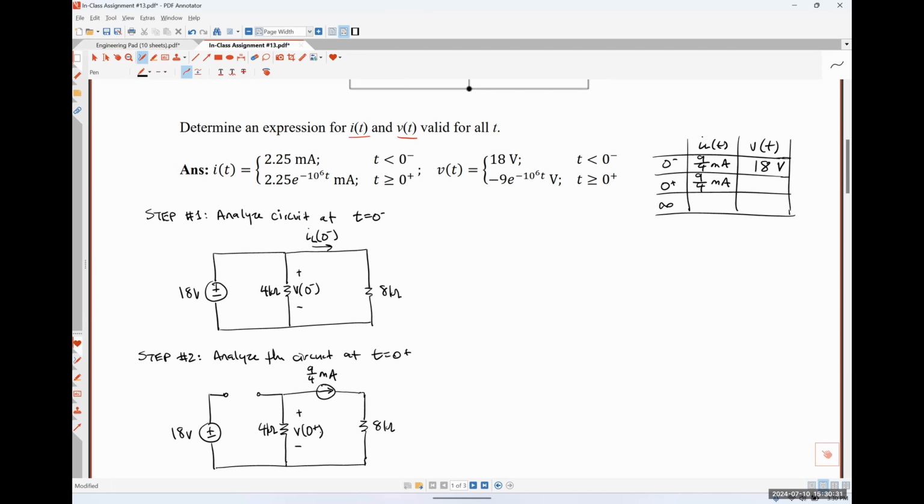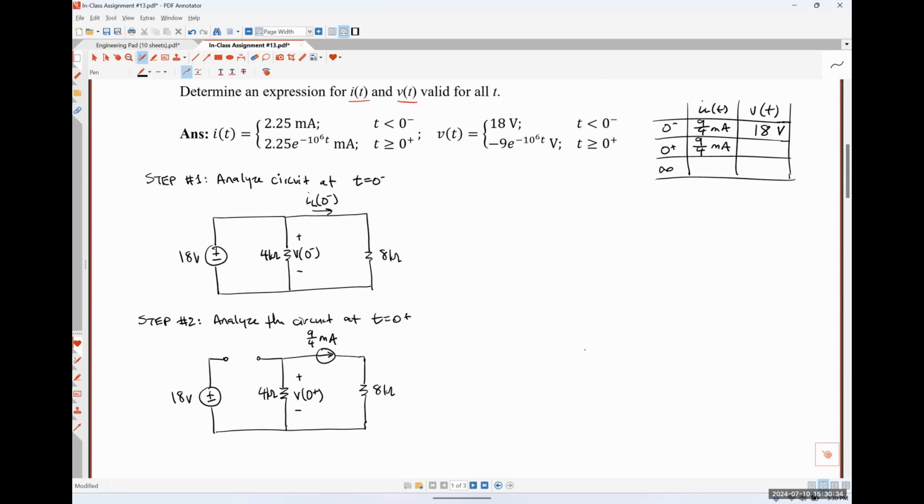KVL. Or no, Ohm's law. Ohm's law. Okay, so tell me what that should look like, please. It would be 9/4 of a milliamp times -4 kilo ohms. Exactly right, because the current's flowing into the negative polarity terminal. So if I'm not mistaken, that's going to come out to be -9 volts. Does anybody have any questions about step 2 in our RL circuit?